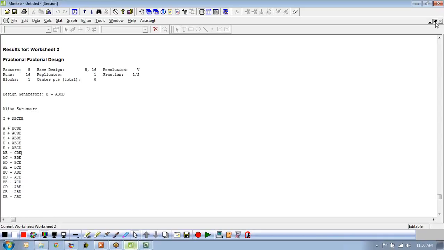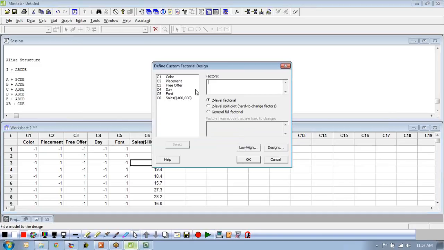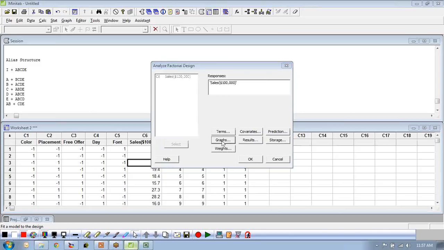Okay, let's go ahead and do this for this one now. Factorial, analyze factorial design. And we're going to put our factors right here. Oops, I have to set low and high. This time it is minus ones, plus ones. My response, look at the graph, put the point one and B. Just look at the Pareto this time.